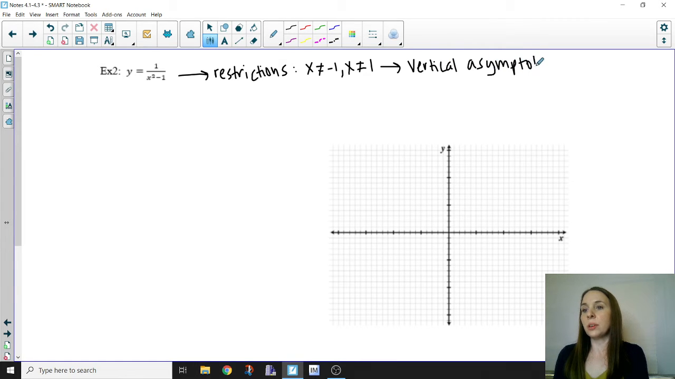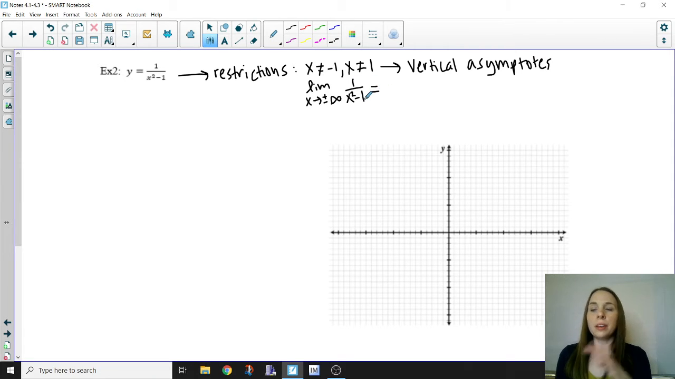Speaking of asymptotes, something else that we should consider with rational functions especially is, do we have any horizontal asymptotes as well? That would be nice to know. You might not remember this, but I'm reminding you right now. If you take the limit as x approaches positive or negative infinity of the function, you will find your horizontal asymptotes, if there are any.